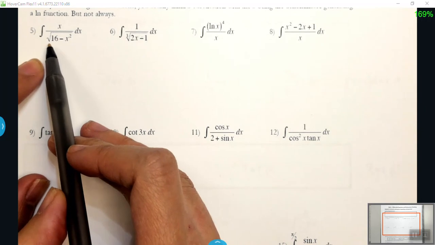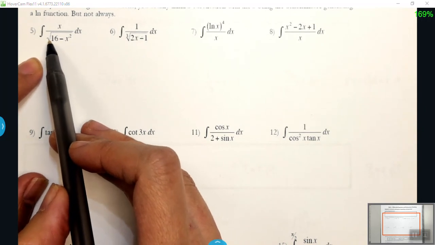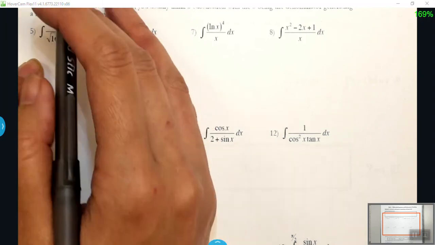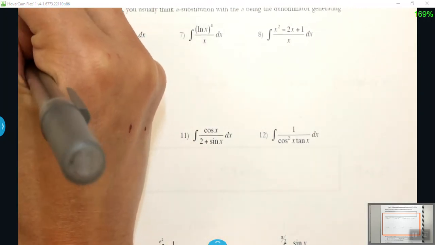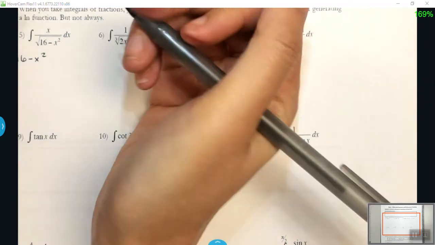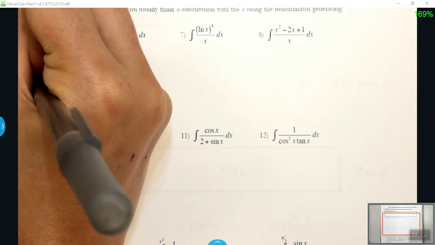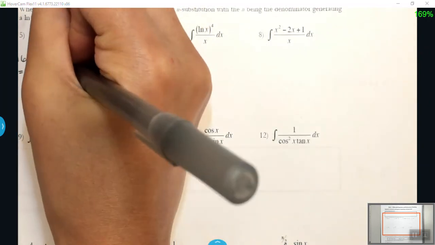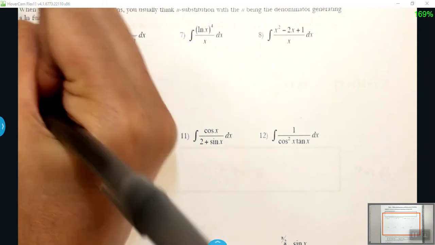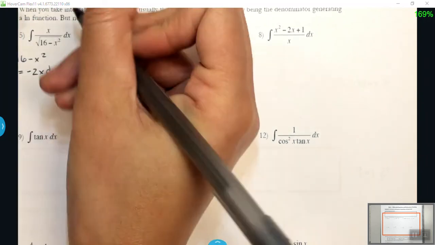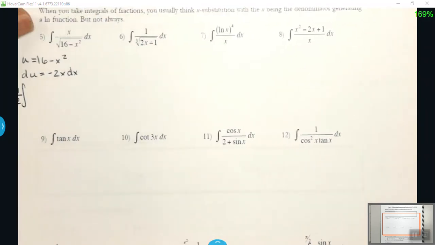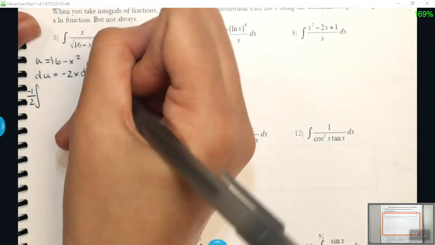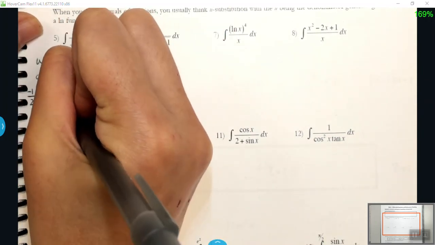See how the square root is here? So that is not to the negative first power like this one was. So if I'm going to make u 16 minus x squared, du is negative 2x dx. Bring out a negative 1/2, and then it's 1 over square root u du.